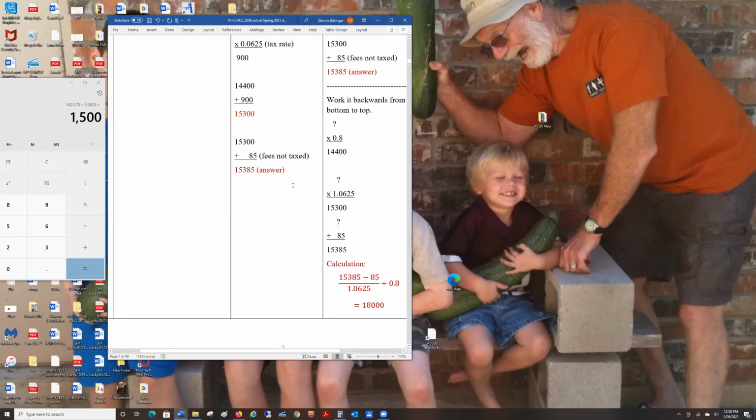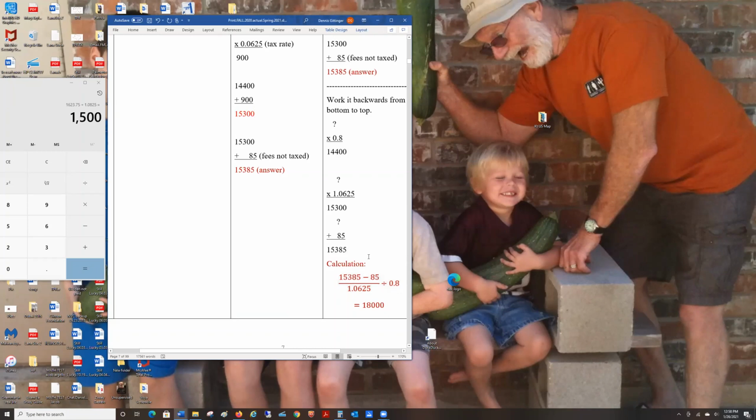It's in your book though, so this is good news. So what was the number before we added $85? Well, if you add $85 to something and you get 15,385, don't you just subtract 85 from 15,385? Yes. And when you do that, you get 15,300. So here's the calculation here. There's the top part.